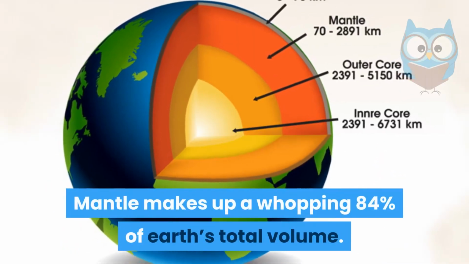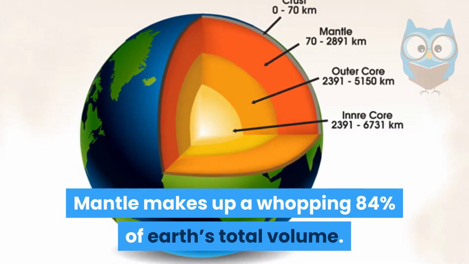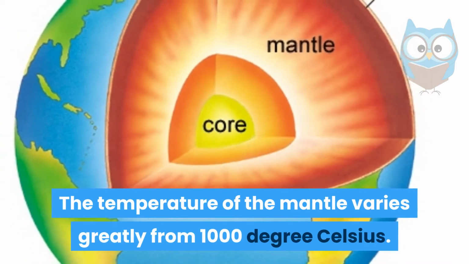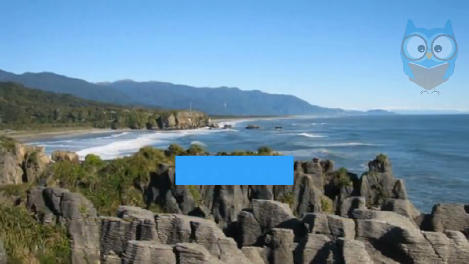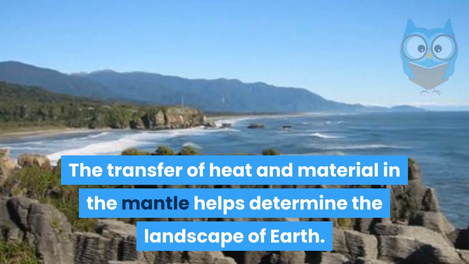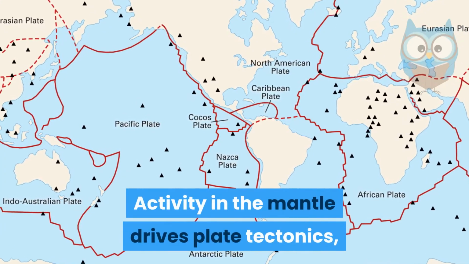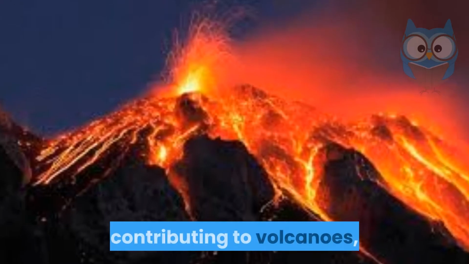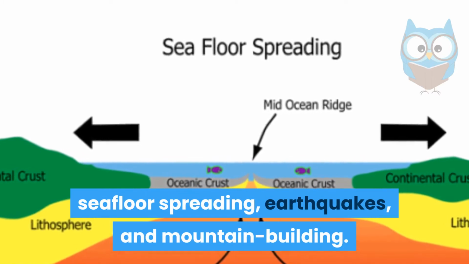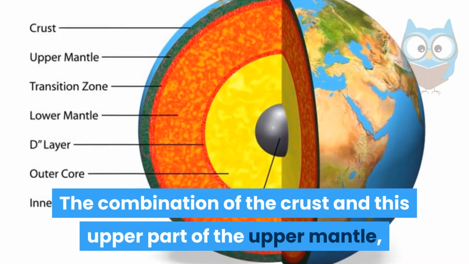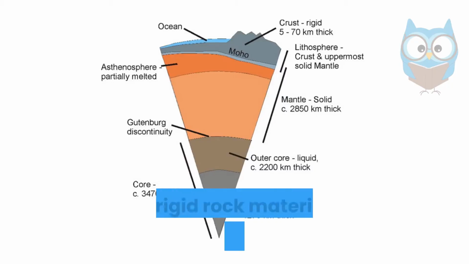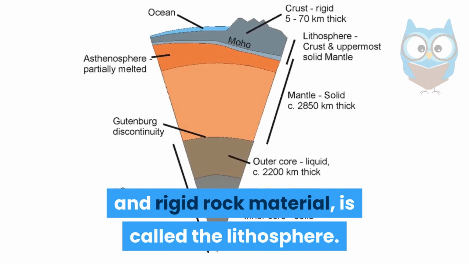The mantle makes up a whopping 84% of Earth's total volume. The temperature of the mantle varies greatly from 1,000 degrees Celsius. The transfer of heat and material in the mantle helps determine the landscape of Earth. Activity in the mantle drives plate tectonics, contributing to volcanoes, seafloor spreading, earthquakes, and mountain building. The combination of the crust and the upper part of the upper mantle, which are both comprised of relatively cool and rigid rock material, is called the lithosphere.